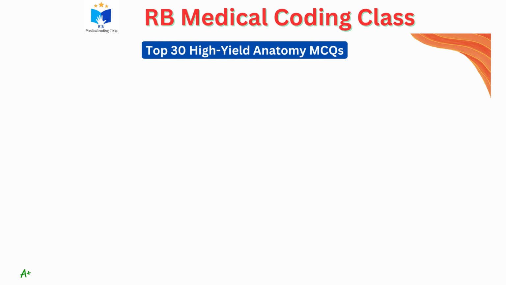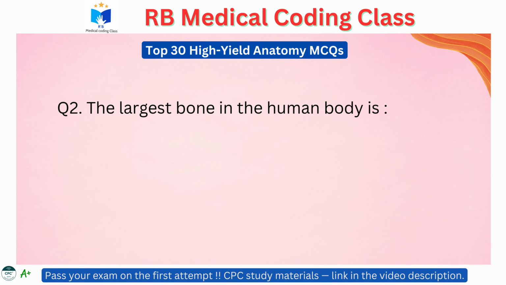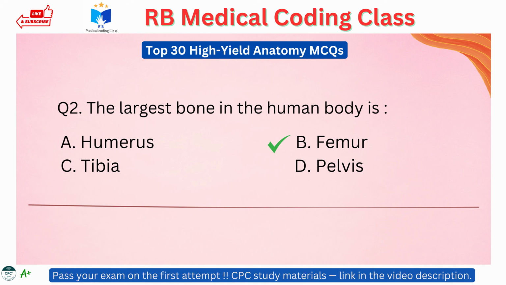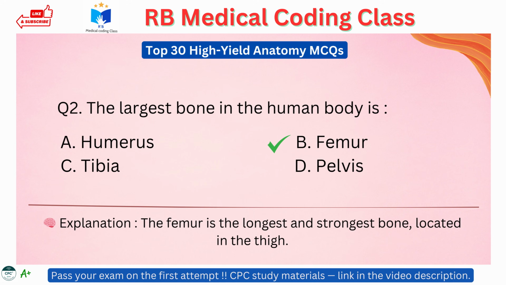Question 2. The largest bone in the human body is A. Humerus. B. Femur. C. Tibia. D. Pelvis. Answer. B. Femur. Explanation. The femur is the longest and strongest bone, located in the thigh.